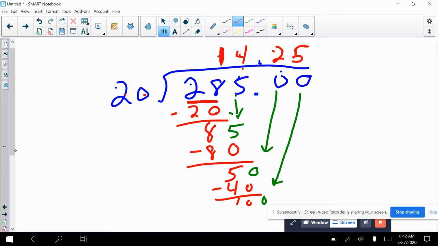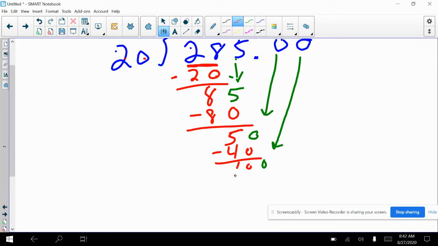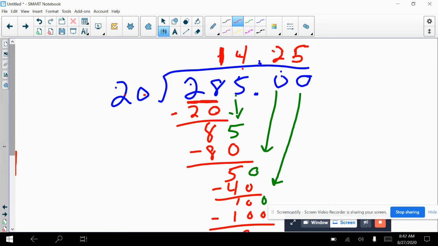Okay, I got to move my screen up here. We get 100. And now you're left with 0. So your quotient here is 14 and 2500ths. How do you check to see if you are correct in a division problem?